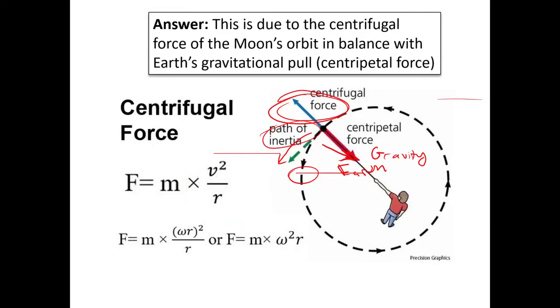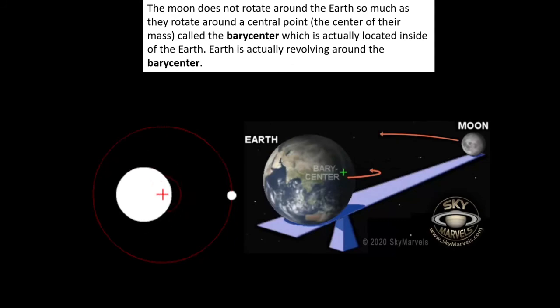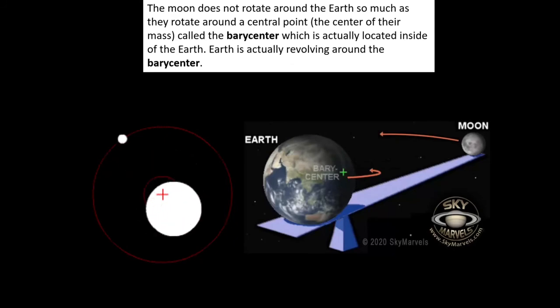So by the way, you don't have to know all these equations. It's just up there, giving the relationship between the centrifugal force and the velocity. It depends on the velocity, it depends on the distance between the two objects, and it depends on the mass. Okay.